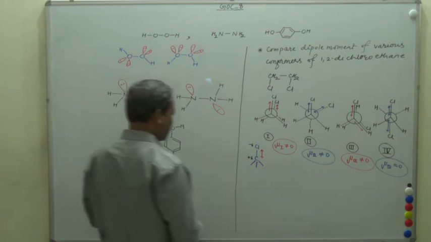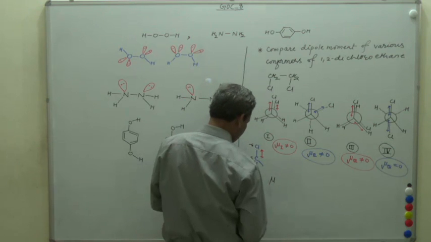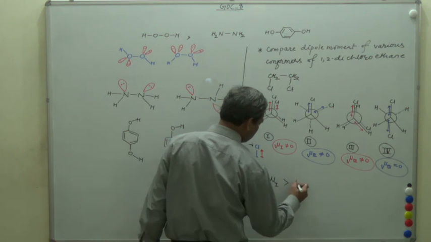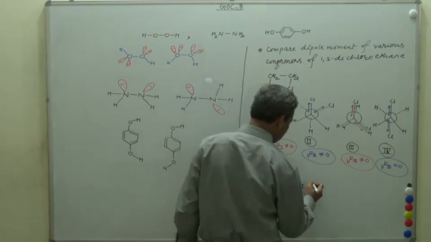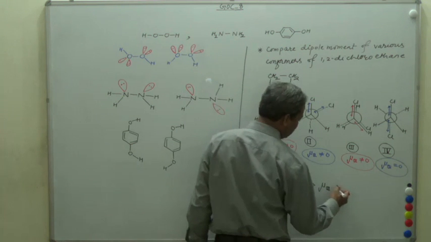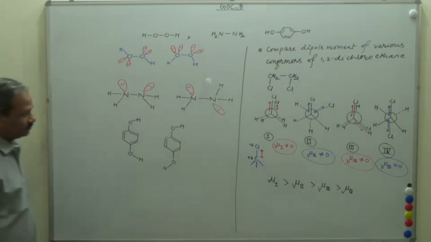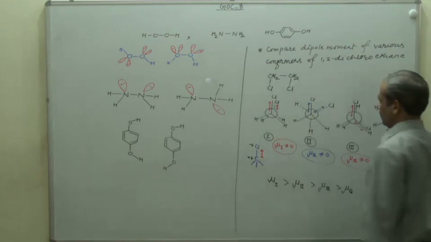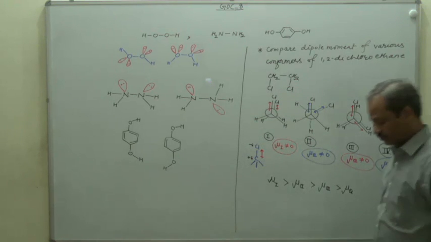So the order of dipole moment is: the dipole moment of the first compound is more than that of the second compound, and that is more than that of the third compound, and that is more than that of the fourth compound. So remember that for a symmetrical molecule, the dipole moment of the anti-staggered form will be 0.